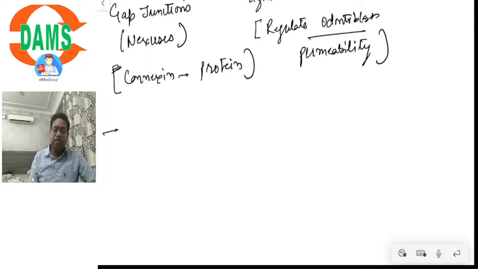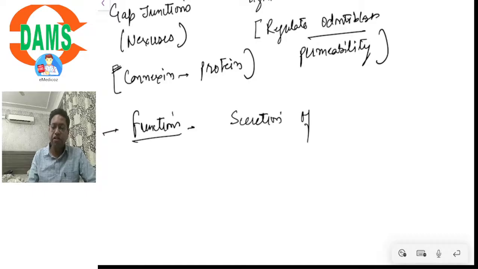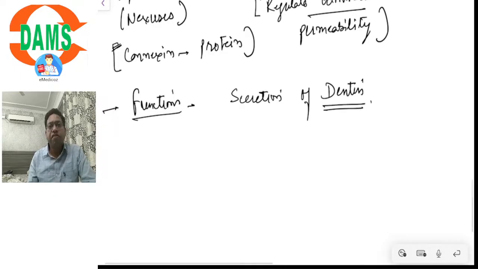Okay. Now, what is the function of this odontoblast layer? We all know that odontoblast is the cell that is chiefly responsible for secretion of dentine. So what is the function? The function is secretion of dentine. Dentine is a mineralized tissue which is composed of about 70 to 80% of hydroxyapatite and remaining organic materials. So basically the secretion of dentine.